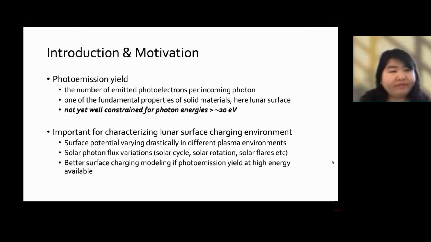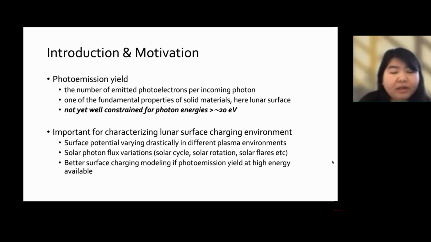A brief introduction to the photoemission yield, which is the number of emitted photoelectrons per incoming photon. This is one of the fundamental properties of solid materials. Here is the lunar surface. There is lab work determining this number for energies below 20 eV, but it is not yet constrained for higher energies.